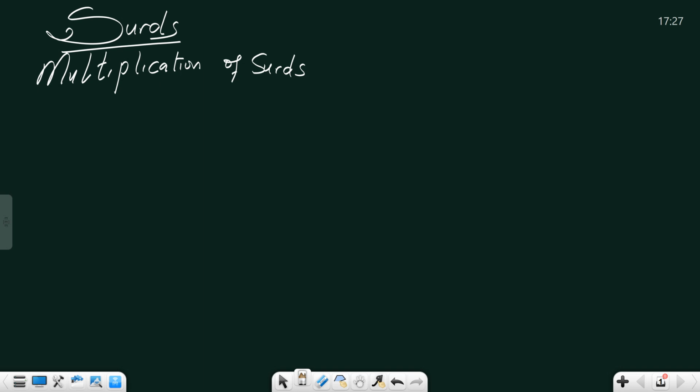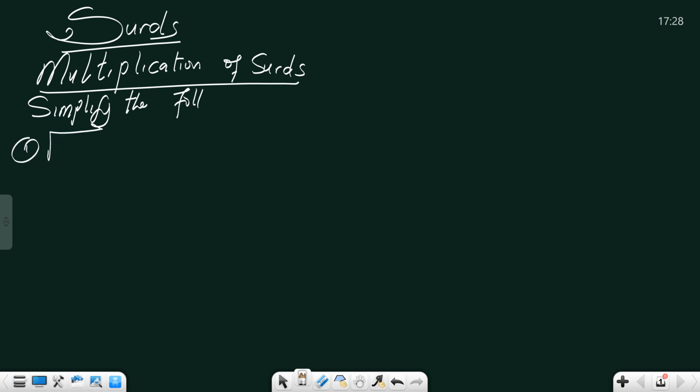Hello, reviewers. Today we'll be looking at multiplication of surds. So let's see some questions on the multiplication of surds. Simplify the following. Number 1: root 18 times root 32.